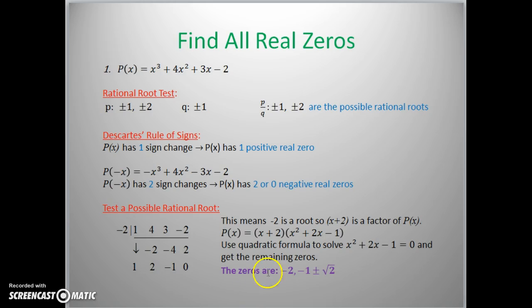So that means that my zeros are the following. Negative 2, that's my rational zero that I first tested. And then I have negative 1 plus square root of 2 and negative 1 minus square root of 2. Those are two real zeros. Notice the sign of each of them. One of them is negative and one of them is positive. And if I count up the number of zeros, I have 3, and that's equal to the degree of this polynomial. So I know that I actually have found all of the zeros of this polynomial.